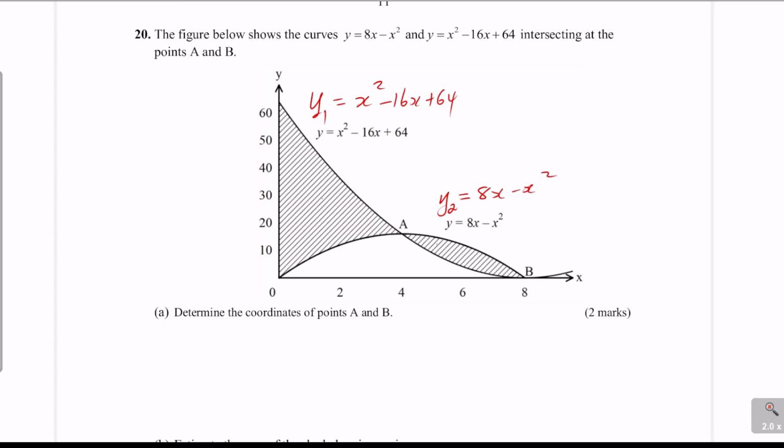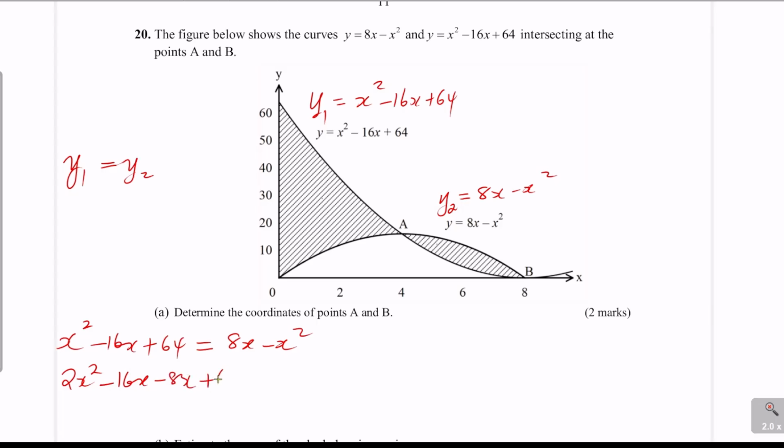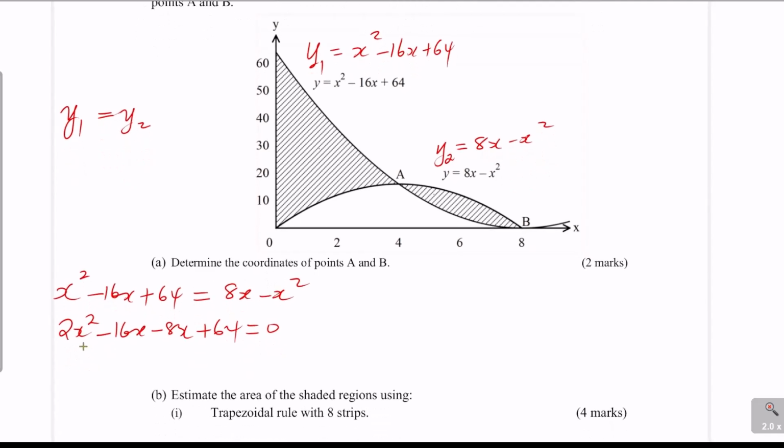So in order to get the points of intersection, that is A and B, we normally equate y1 = y2, equate the two functions. So that is what you're going to do. We take x² - 16x + 64 = 8x - x². Like terms together, I'll bring the x² together. So we have 2x² - 16x - 8x + 64 = 0. So this will simplify to 2x² - 24x + 64 = 0.